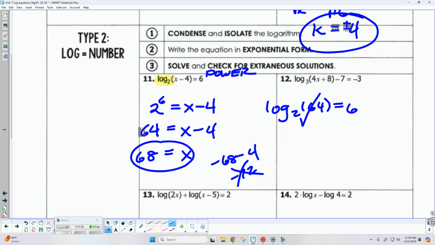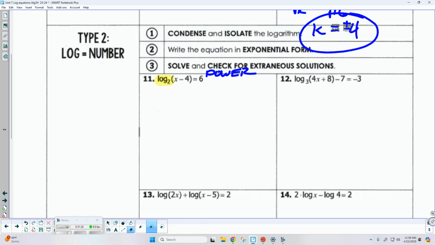Okay. All right. Well, this is easy. So that means on number 12, it'll just be 3 to the negative 3 power equals 4x plus 8. No, why not? What am I missing? There you go. We haven't isolated this log yet. This is what I was talking about. We got to get rid of that minus 7. So let's add it. So this log base 3 of 4x plus 8, now it's going to equal what? Negative 3 plus 7? 4. There you go.